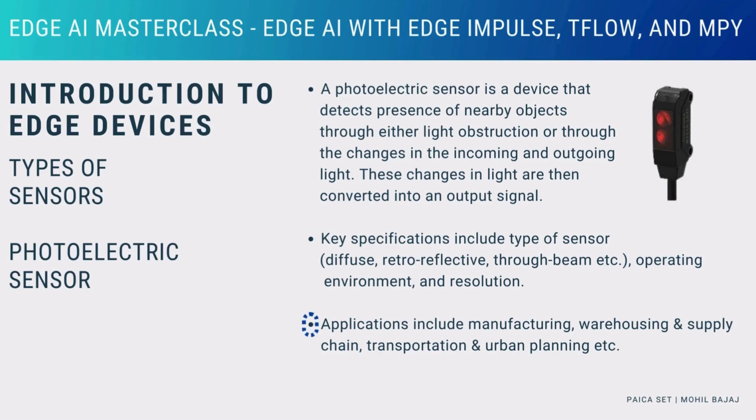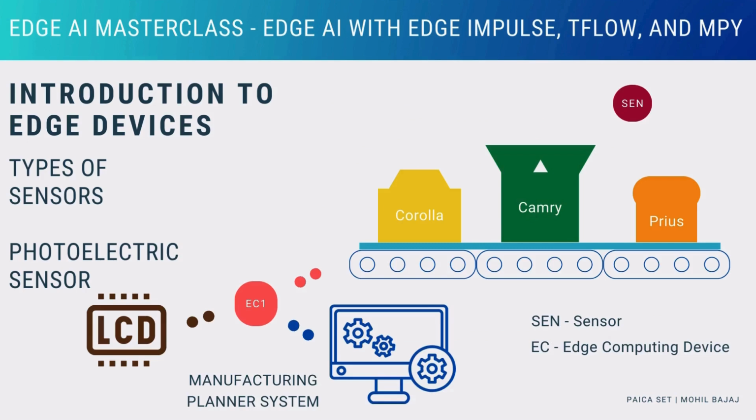Let's now explore a few applications of the photoelectric sensor. In manufacturing, they can be used to count the number of objects coming off a conveyor belt, ensure that no parts are missing on the conveyor belt, or to make sure that the correct order of parts are flowing on the conveyor.